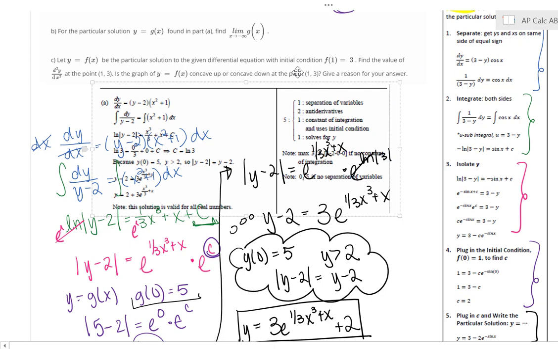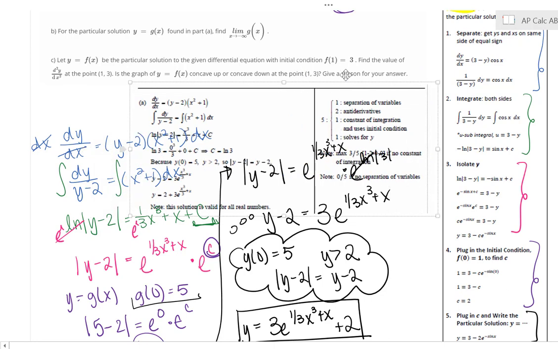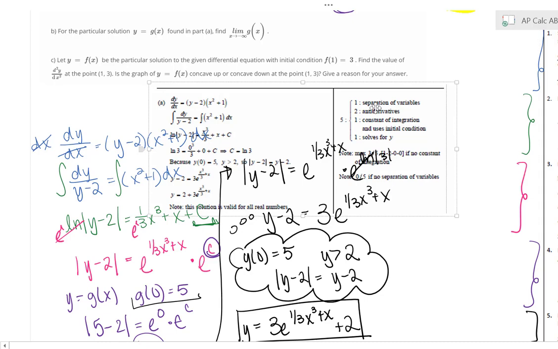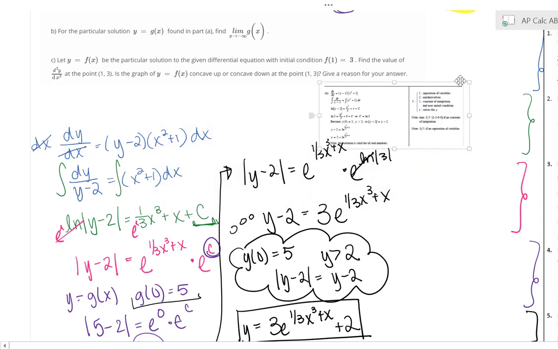Now, right here it says that we got 1 point if we did separation of variables. Well, that was our very first step in blue. We did that. So that point would have come from that work that we did in blue. So this key is up here. So 1 point for separation of variables, we got that.